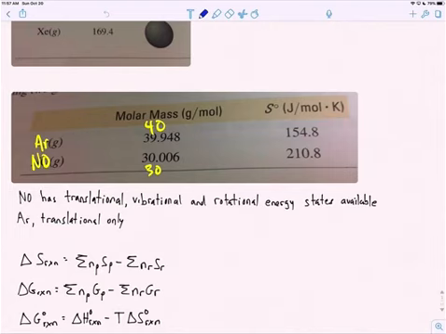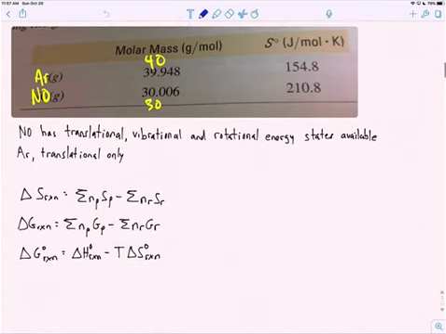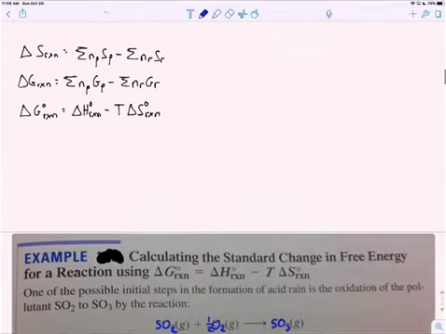And since these are state functions, the change in entropy for a reaction is the sum of the products minus the sum of the reactants. Gibbs free energy for a reaction is the sum of the products minus the sum of the reactants. And also the standard, the degree sign means standard, delta G for the reaction is the delta H for the reaction minus the temperature times the entropy change for the reaction.